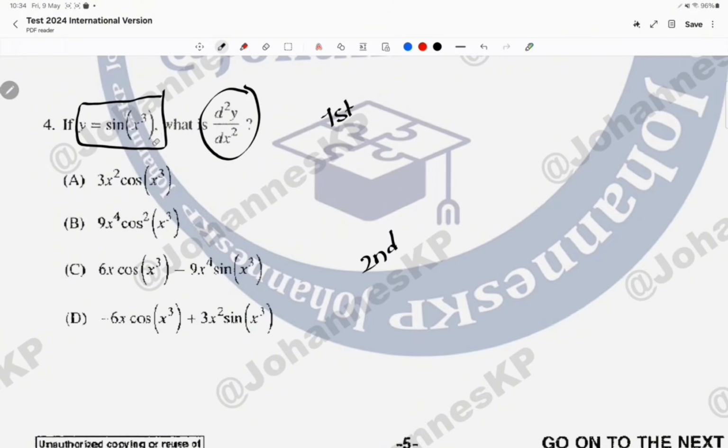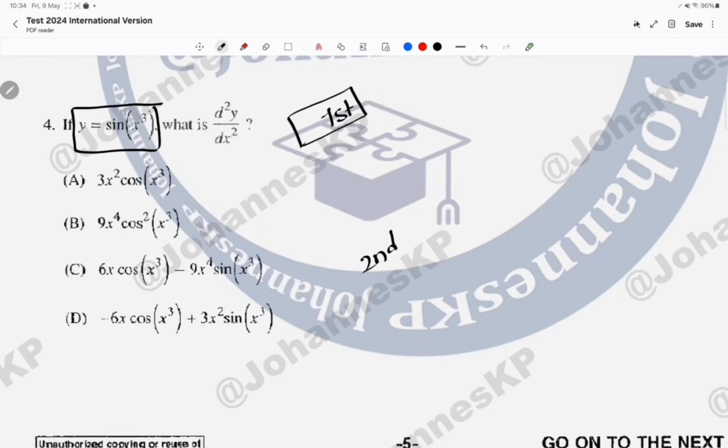So let's take this equation and differentiate. What's the derivative of sine? Cosine. Wow, that's good. And you keep the inside as it is, then multiply by the derivative of the inside. It will be 3x squared. Nice. Now, do you know what the product rule is about?